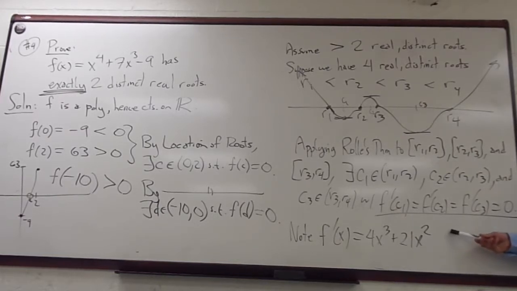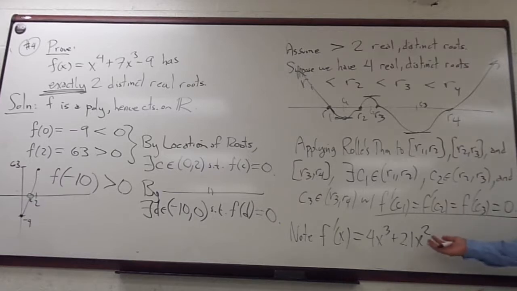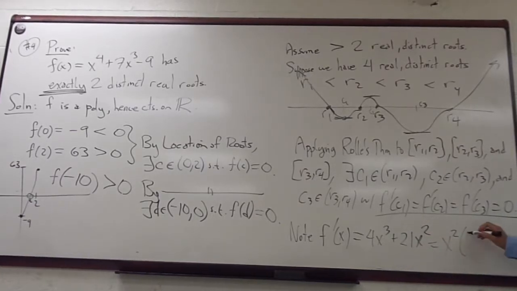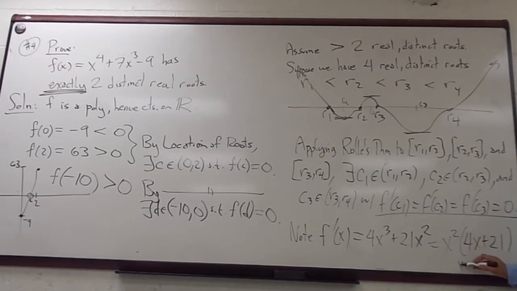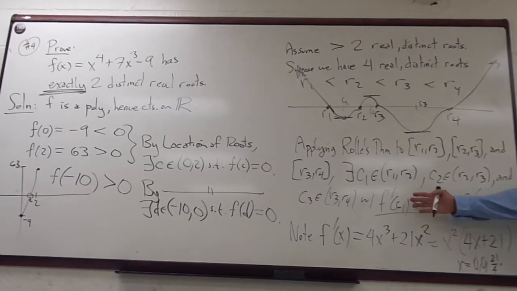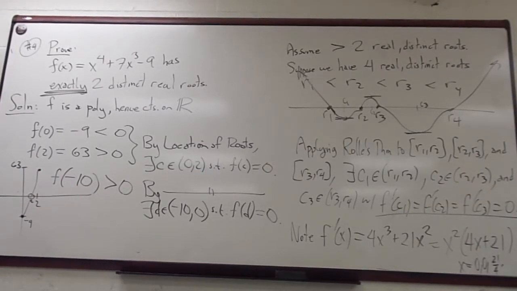Why would this function not be able to have 3 different points where it's 0? You can actually find the roots of this, right? If you just factor out the x squared, it leaves you with 4x plus 21, and you can clearly see that the roots are 0, 0, and 21 over 4. So you only get 2 different roots for the derivative, but yet here you said you had 3 different places where the derivative was 0.